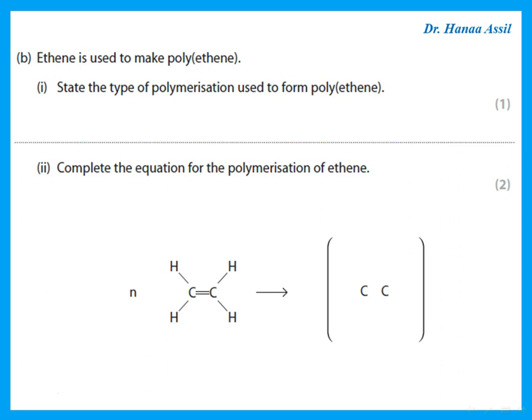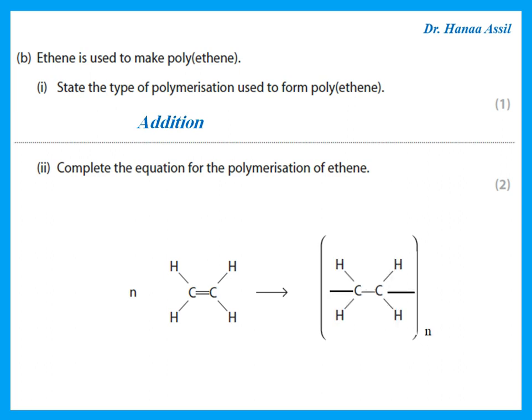Ethene is used to make polyethene. What is the type of polymerization when we start with ethene? This is addition polymerization. Complete the equation for polymerization of ethene. Now, if I'm starting with ethene and I want to draw the polymer, how do we draw the polymer? The 2 carbons that have the double bond, I copy them, but with a single bond.